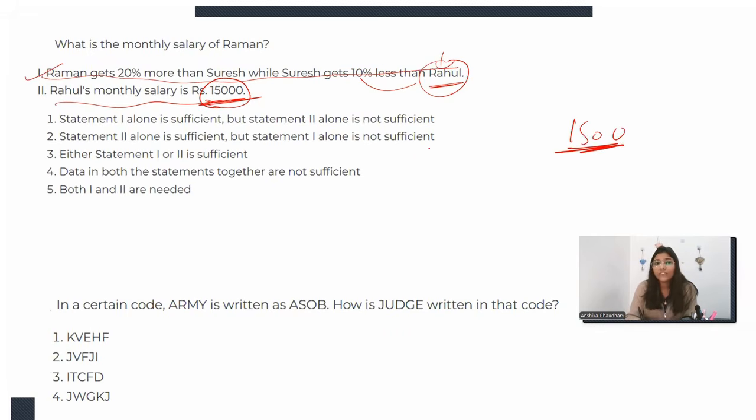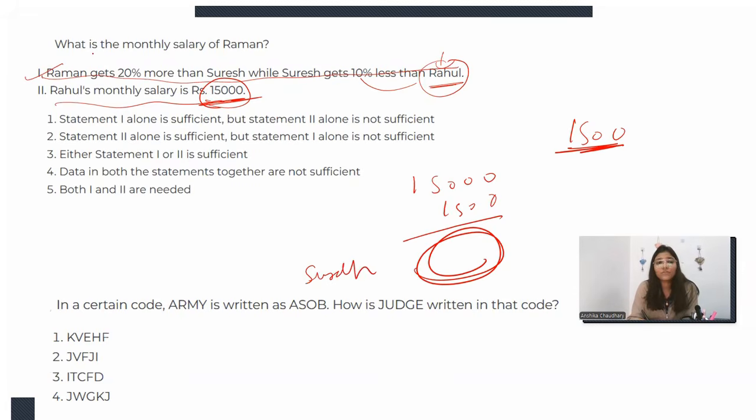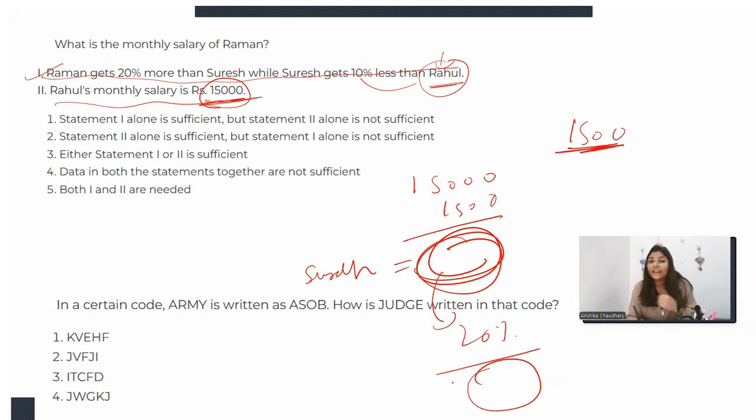So this 1500 will be subtracted from Rahul's actual salary, right? Whatever amount comes, that will be the salary of Suresh. Then what it is saying, Raman gets 20% more than Suresh. So 20% of this amount, whatever the answer is, will be added to that, right? That's how we can find out the salary of Raman. So for that also both 1 and 2 are needed. I hope it is clear to you, right?